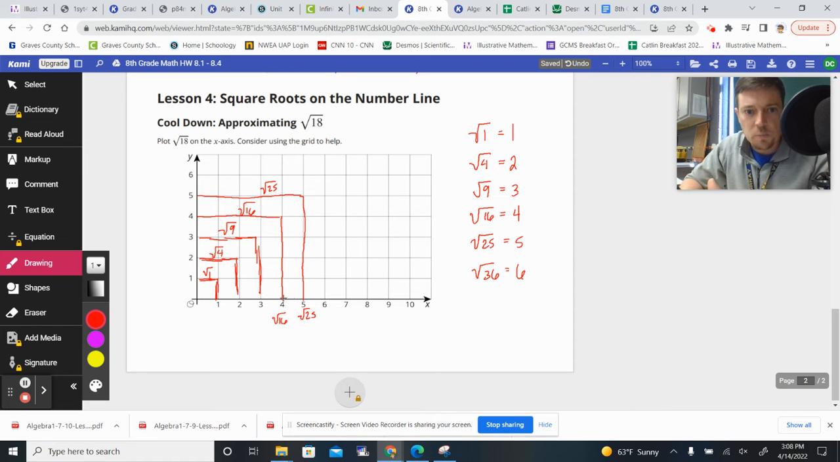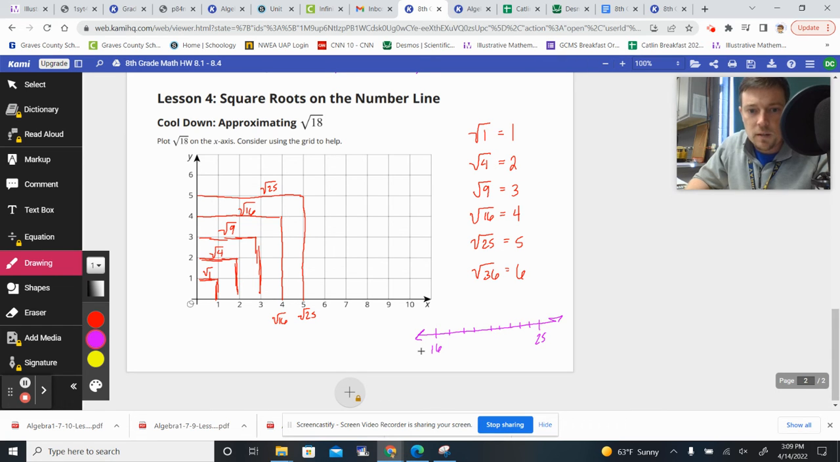Now, the one that we're trying to plot on here is the square root of 18. So when you're trying to plot this in between these two, you're thinking, okay, does 18 fall closer to 16 or closer to 25? And something that I think is helpful is if you actually draw a number line of these two numbers, 16 and 25, and you can see that they're 9 apart from each other. So if you make 1, 2, 3, 4, 5, 6, 7, 8 tick marks in between them, okay, because this would be 17, 18, 19, 20, 21, 22, 23, 24, 25, right?